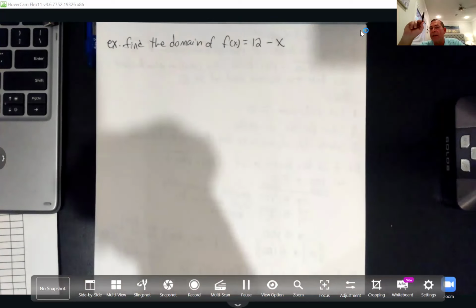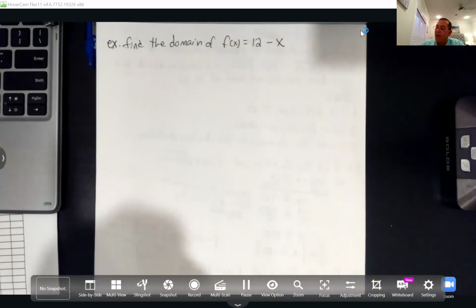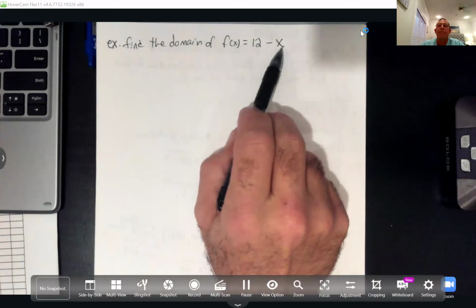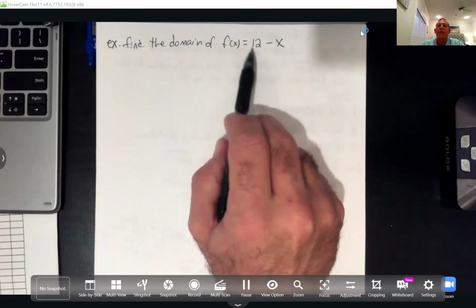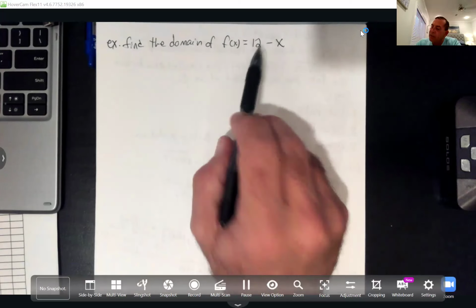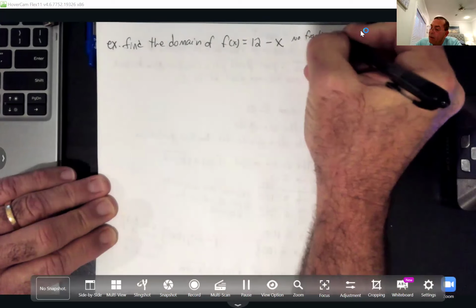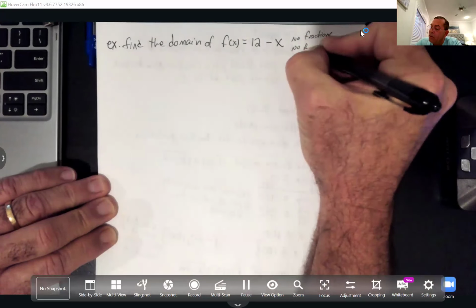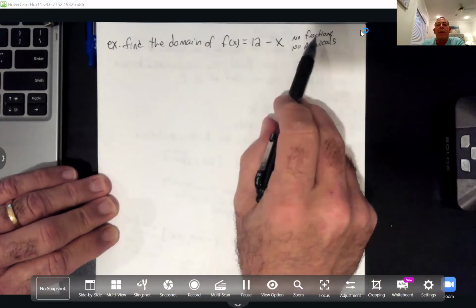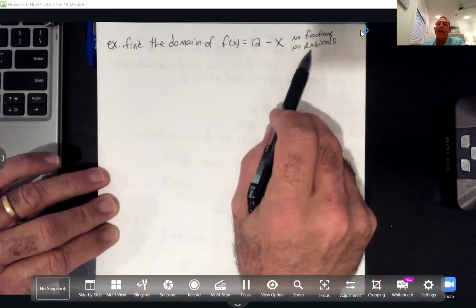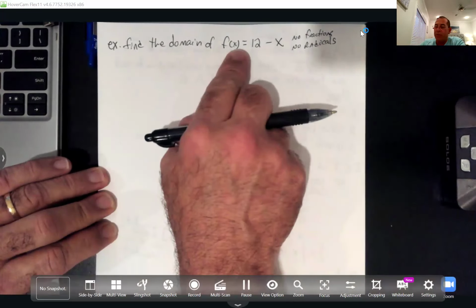So remember, on domains, I'm only worried about radicals. And the only other thing I'm worried about on a domain is a fraction. And y'all, you do not see a fraction here. So there's no fractions, no radicals. So since I don't have a fraction to worry about, I don't have a radical to worry about, this domain is all real numbers.